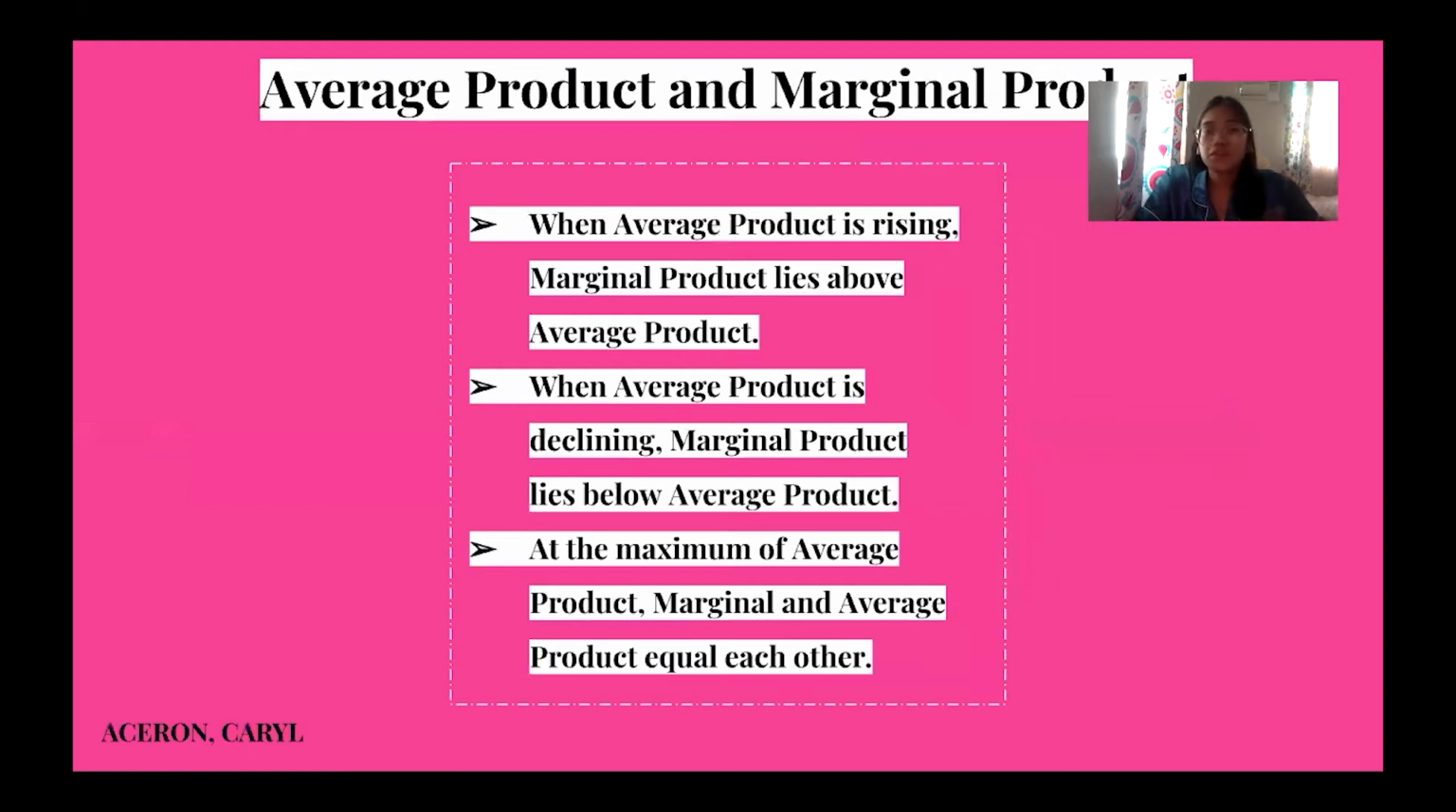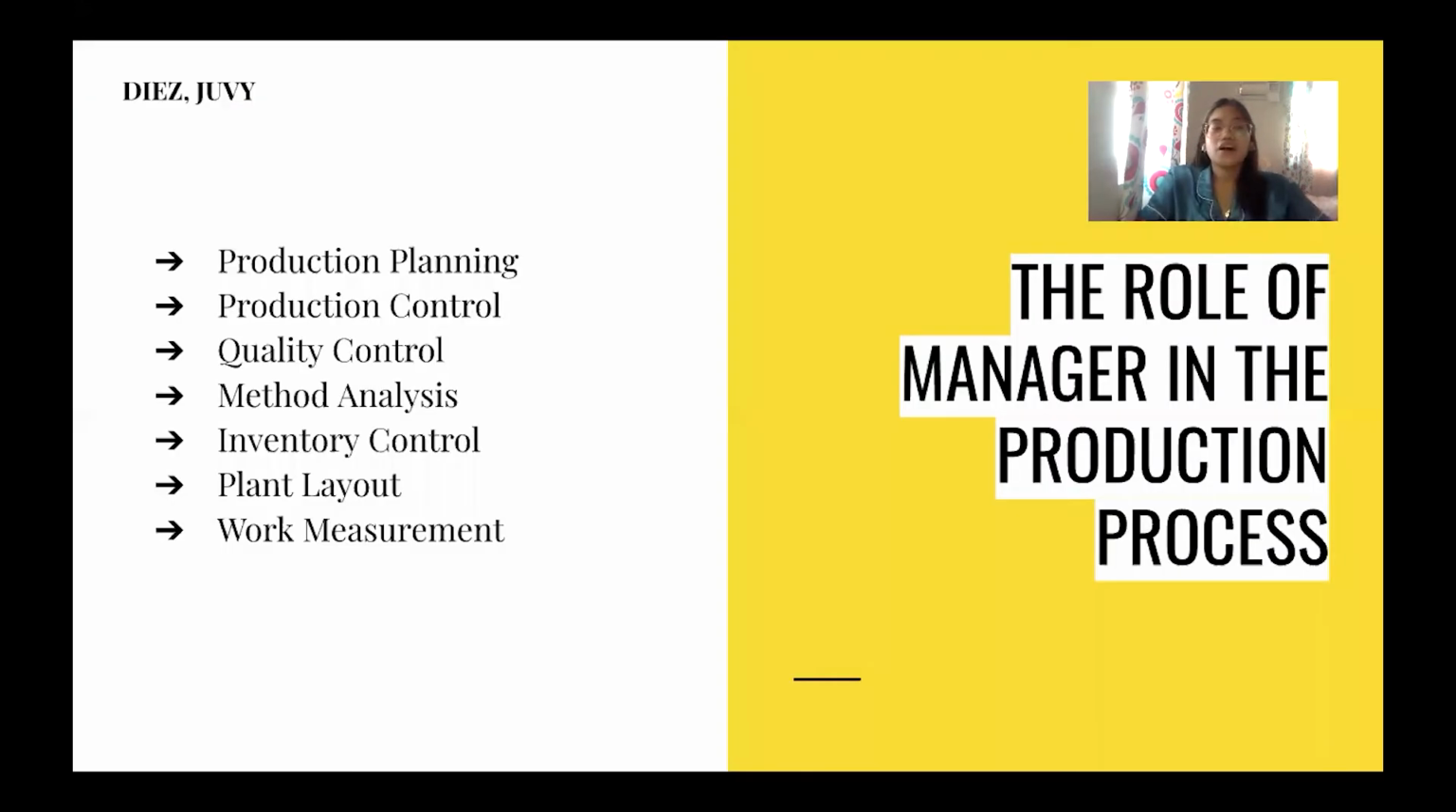The relationship between the average product and marginal product is that when the average product is rising, then the marginal product lies above the average product. When average product is declining, then the marginal product lies below the average product. And lastly, at the maximum of average product, the marginal and average product are equal to each other.